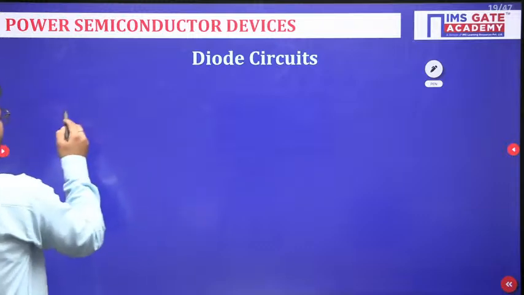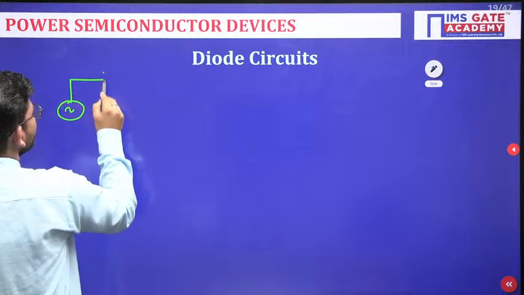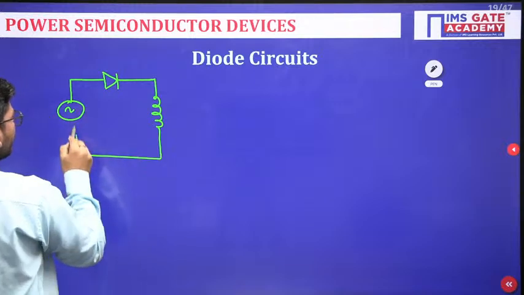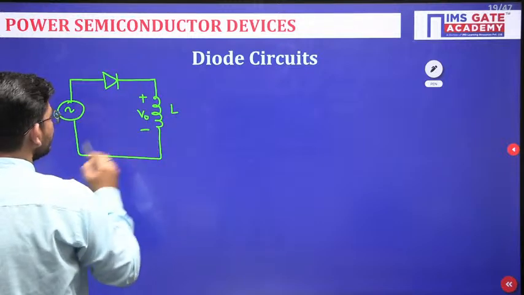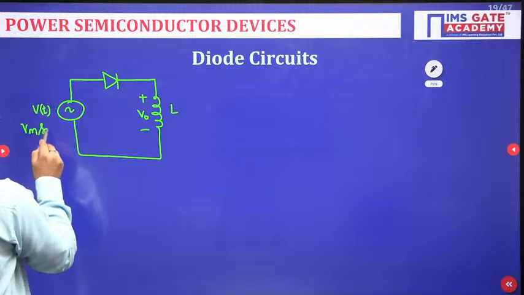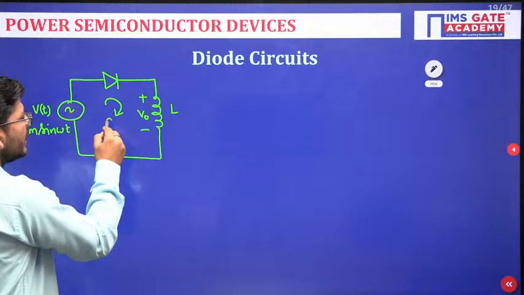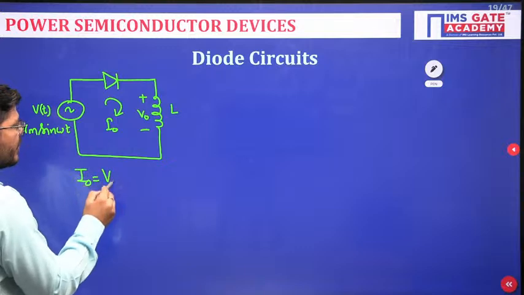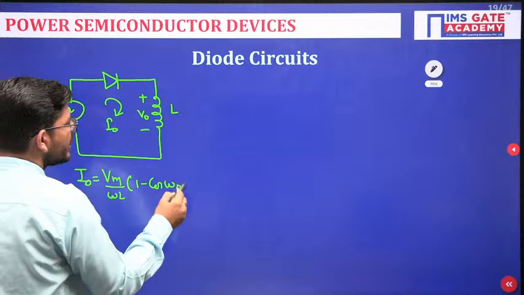Then suppose we have an AC circuit supplying an inductor with the help of a diode. If we have this situation, this is the output voltage and this is the inductor voltage as well, and this is the input voltage, which equals Vm sin omega t. In this situation the current I naught is given by Vm by omega L times (1 minus cos omega naught t).